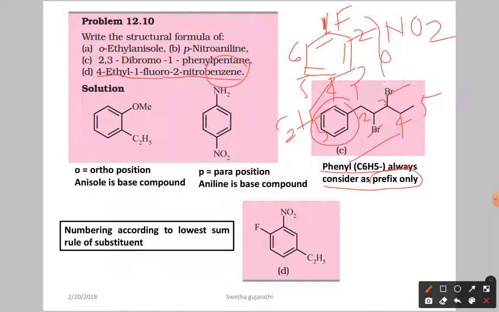Here in the textbook it is like that. You can write it any way, but the numbering should be clear. For example, if you see, this is the first carbon, he started from here: first, second, third, fourth, fifth, sixth. So 1-fluoro, 4-ethyl, 2-nitrobenzene. Again here, while writing the nomenclature he followed the alphabetical order. In alphabetical order first E will come, then F, then N. So you have to follow the alphabetical order when writing the nomenclature.